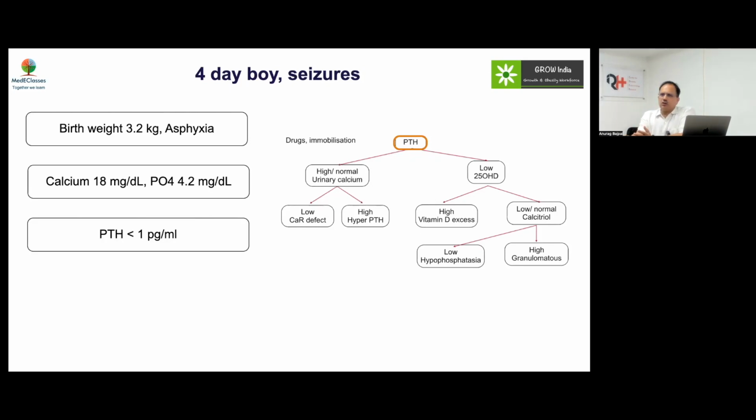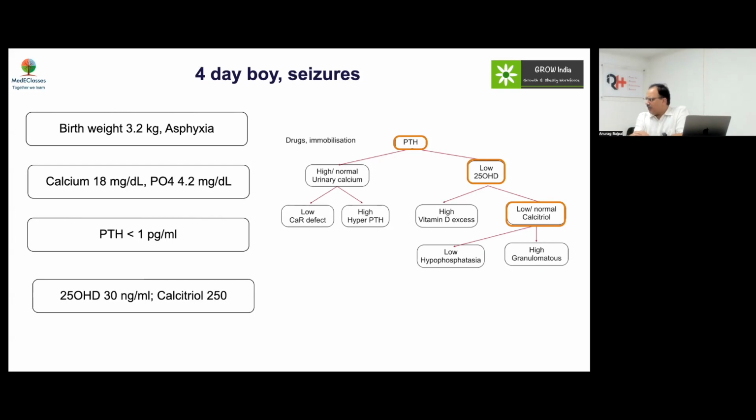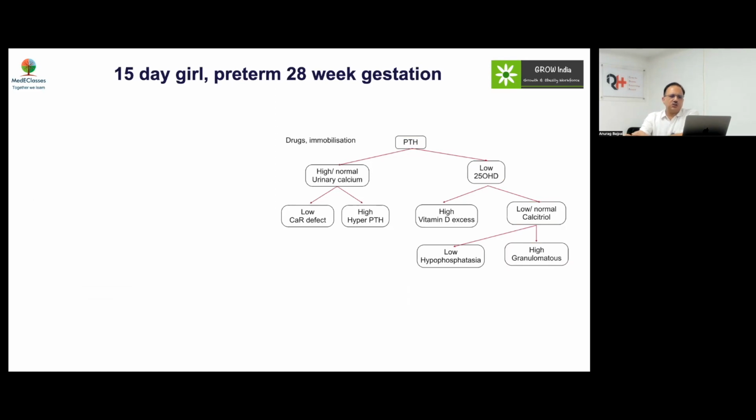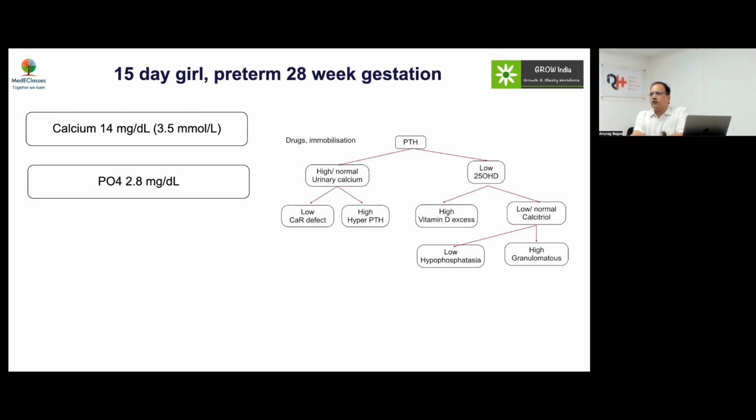In this regard, PTH, of course, we will do. It was low. Vitamin D level was low but normal, but calcitriol was very high, and he had a violaceous nodule suggestive of fat necrosis. So again, in a newborn period, if you have hypercalcemia, look for skin nodules which can cause granulomatous changes. 15-day-old girl, preterm, 28 weeks of gestation, calcium is high, phosphorus is low.